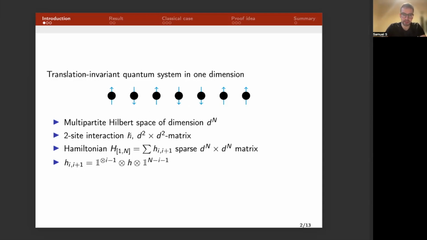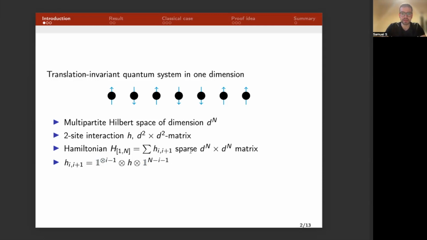This interaction term is given by a complex Hermitian matrix H, which is then a d squared times d squared matrix, because it acts on two sites. The Hamiltonian of the whole system on n sites is then given by a sum of all these neighboring interaction terms. So you sum up the first and second and third interaction, and so on, and you obtain a d to the n times d to the n matrix. Each of these terms is basically also a d to the n times d to the n matrix, but acting trivially on a number of sites, then acting on two sites, and then acting as the identity again on the remaining sites. As these terms are just always acting on two sites, the whole matrix is actually sparse.